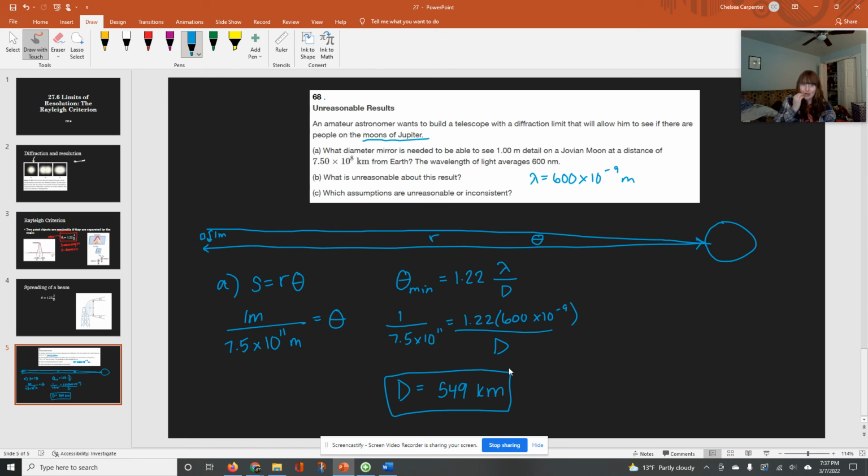Which, if you saw, the title of this question was Unreasonable Results. Follow-up question is, what is unreasonable about this result? Well, it's saying that this mirror over here on the surface of Earth would have to be almost 550 kilometers across. That is obviously unreasonable. And following up with part C there, what assumptions are unreasonable? It's just, that's not a feasible size for a mirror. So all in all, just an unreasonable question. All right, thanks a lot.